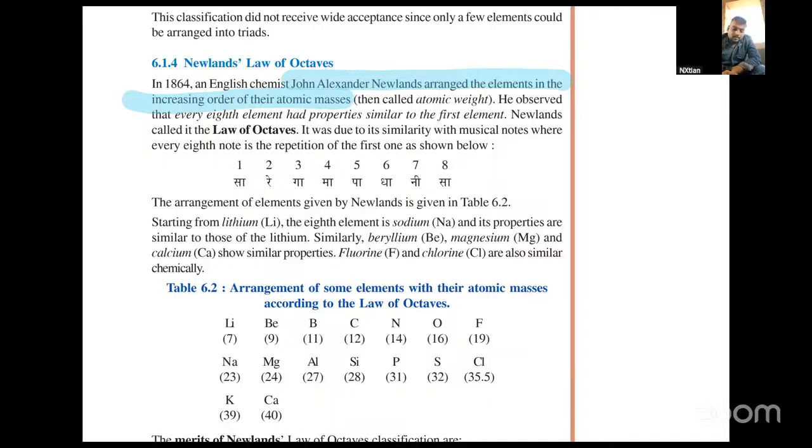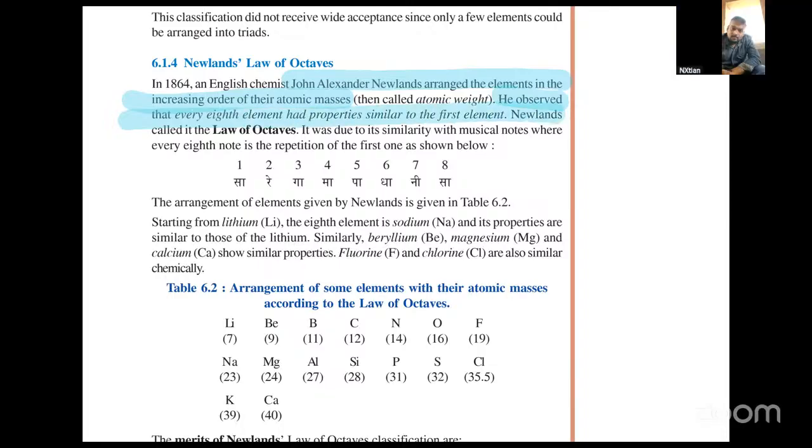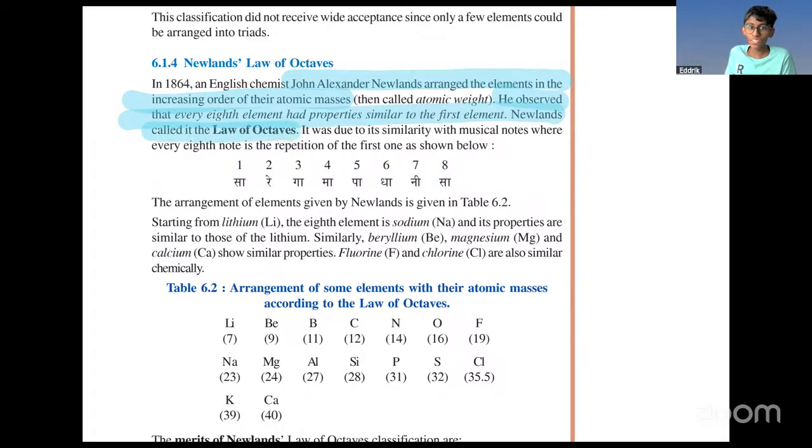Next. He observed that every eighth element had properties similar to the first element. Newlands called it the law of octaves, due to its similarity with musical notes, where every eighth note is a repetition of the first one, as shown below. Sa Re Ga Ma Pa.